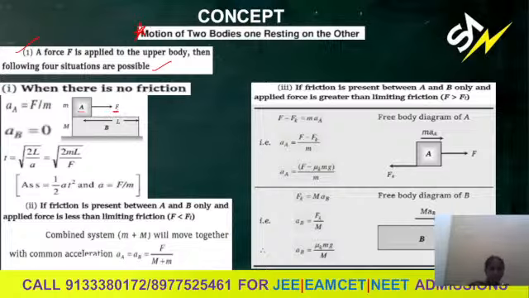If there is no friction, the frictional force is 0, because when the surfaces are in contact, frictional force acts to oppose the relative motion between them. So in this situation, no friction means only block A will move with the applied force. Block B will be at rest. So the acceleration of block A is F by m, applied force by its mass. The acceleration of block B is 0 because it will be at rest only, with no force acting on it.